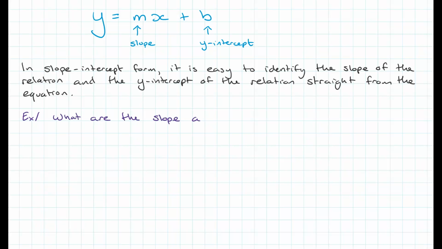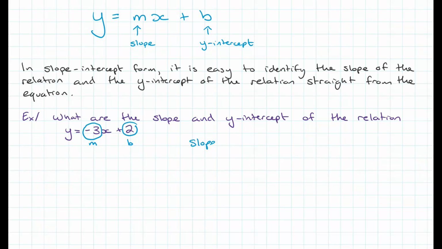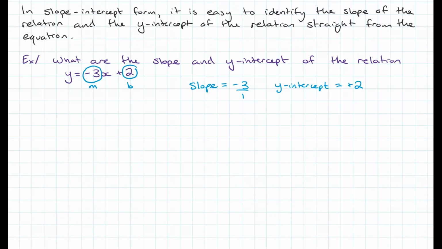So, for example, what are the slope and y-intercept of the relation y = -3x + 2? Well, here, the thing in front of the x is the slope, and the thing that's not in front of the x is the y-intercept. So the slope is -3, and I'm going to write it as -3 over 1 for myself, rise over run. And the y-intercept is positive 2. Positives and negatives make a big difference here.